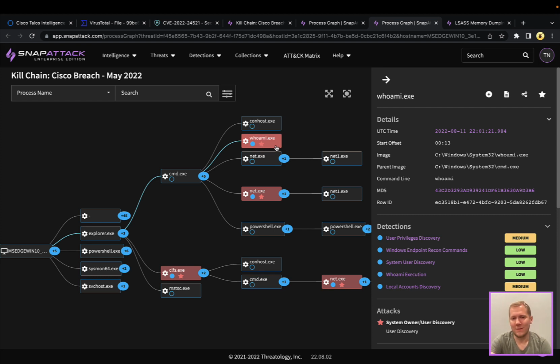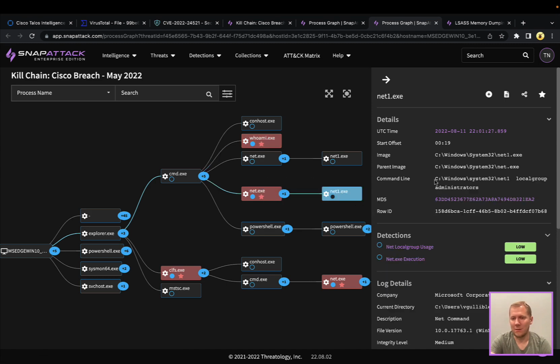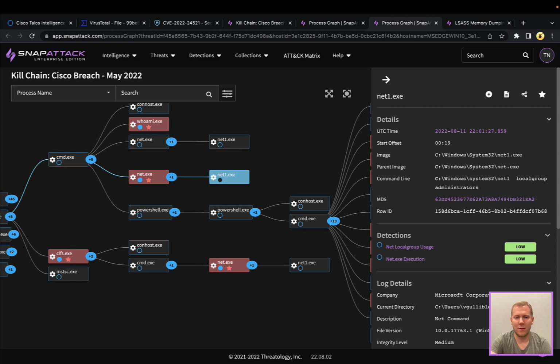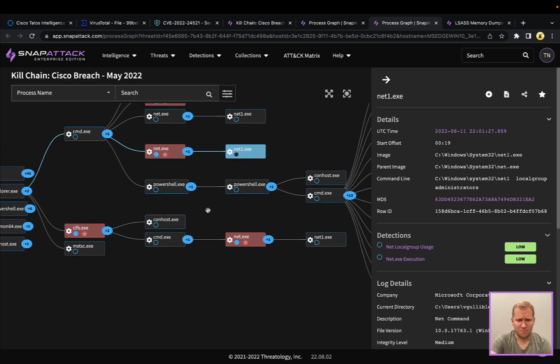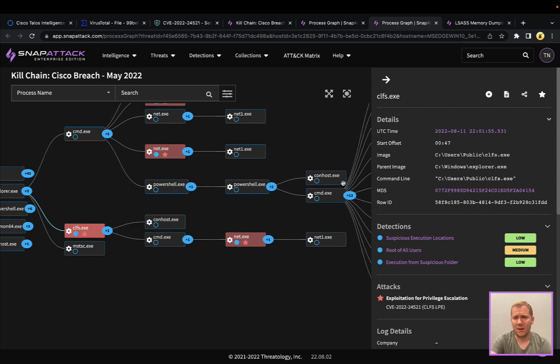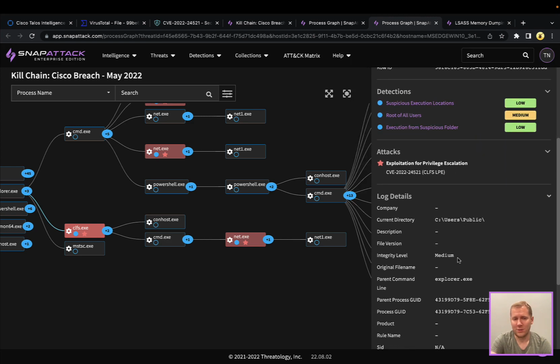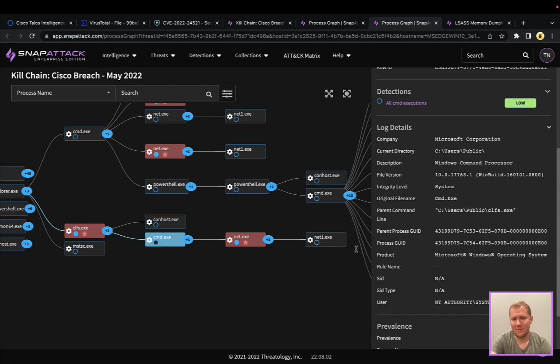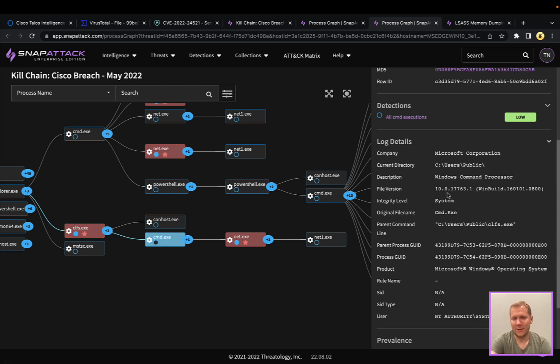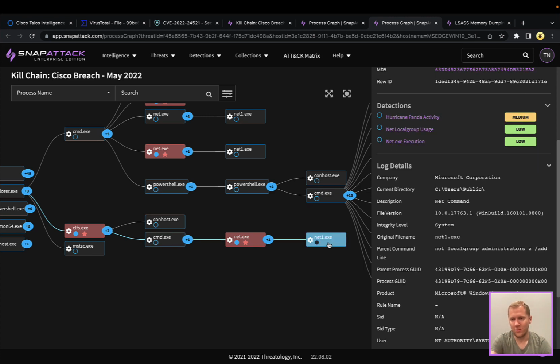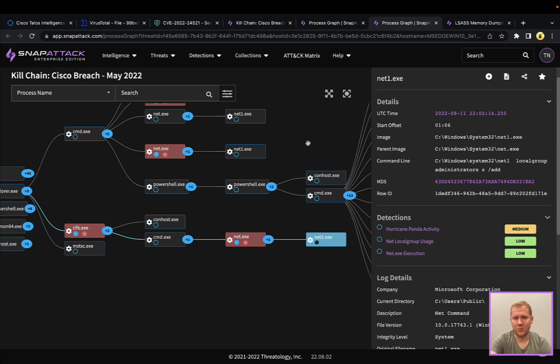Again, we can see all of these activities from user enumeration, which again, not really that severe. We can see local group administrators enumerating those. We can see the privilege escalation here. So you can see this is launched in a medium integrity context as a regular user, which then launches that cmd.exe. Again, this is running as system. And then again, they're using that system shell to create a user, add it to that local administrators group.